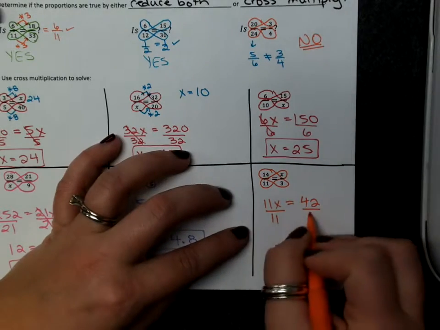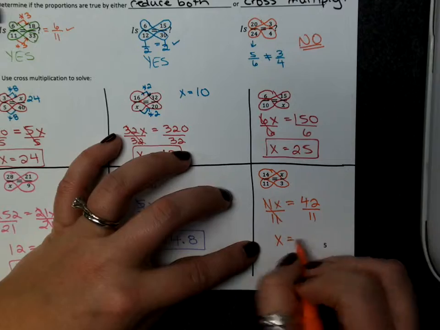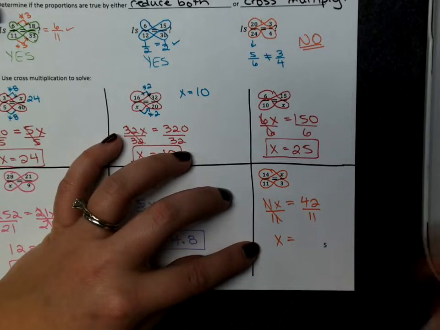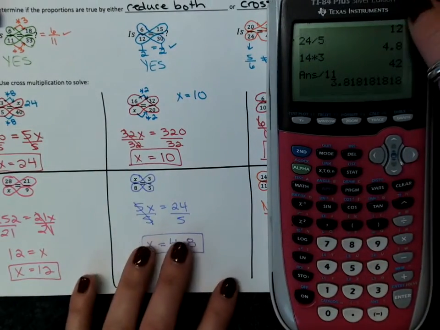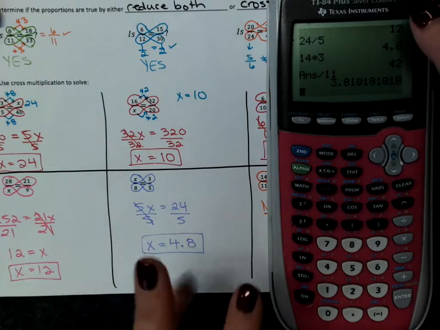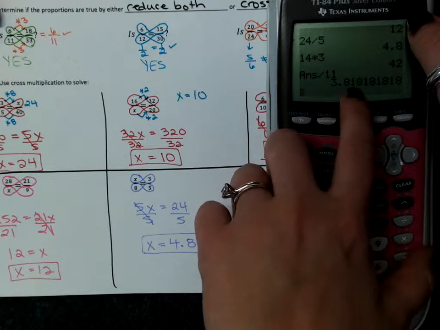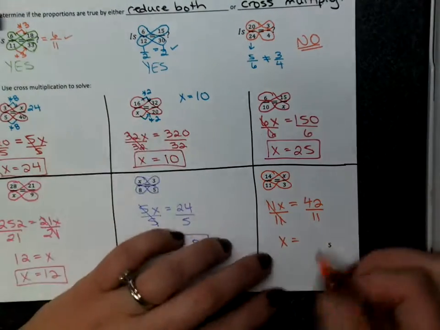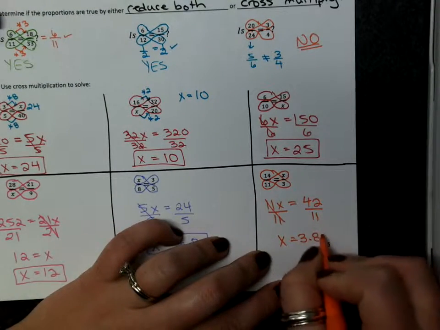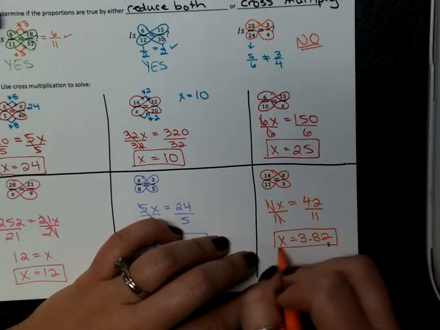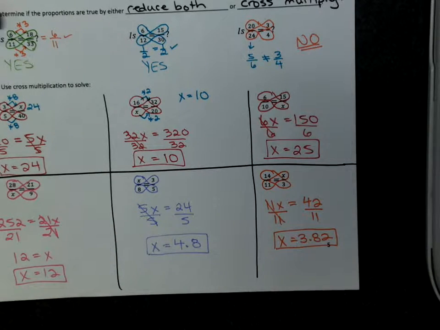Divide by 11. And x equals, so you get a big crazy decimal. It will tell you how to round. It's usually to 2 decimal places. So this would be 3.82. I'm going to round to 2 decimal places. It will tell you in your homework how to round. This is going to be 3.82.